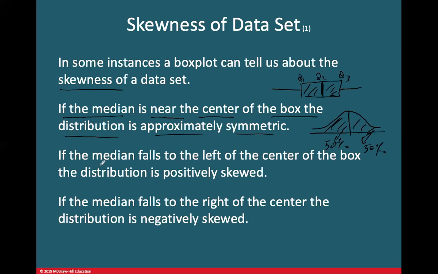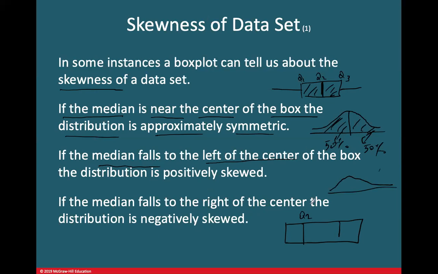If the median falls to the left of the center, let's say this is the center, but the median right now is here, left of the center. If the median falls to the left of the center of the box, the distribution is positively skewed. If Q2 is here, it is positively skewed. What does positively skewed mean? We said the graph is positively skewed to the right.